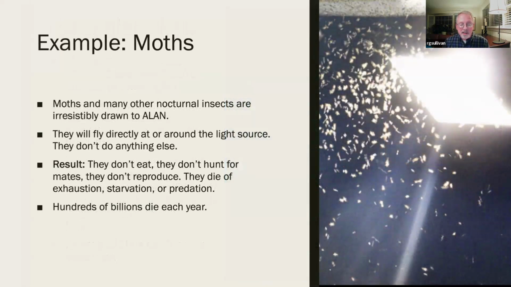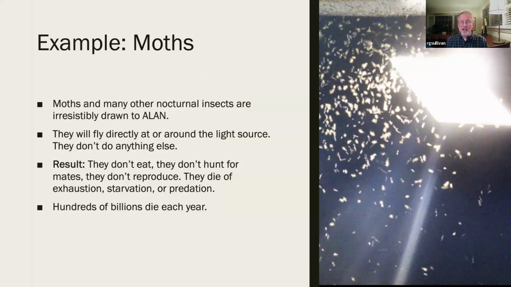Moths. For younger people in the audience, you won't have observed this at the same level a lot of us older people have, because there are simply fewer moths out there now. Light is one of the reasons why there are fewer moths out there.